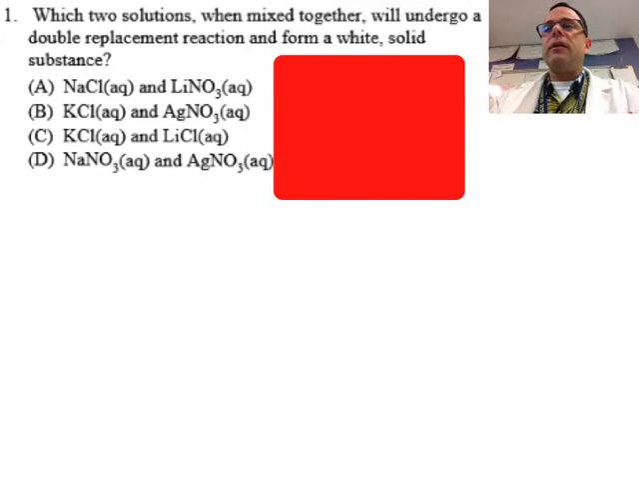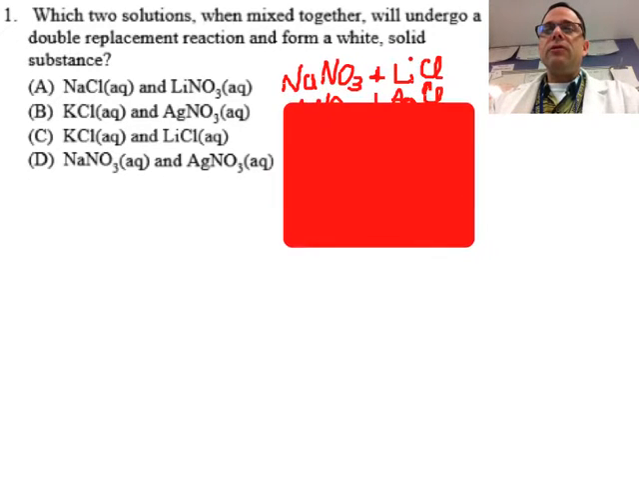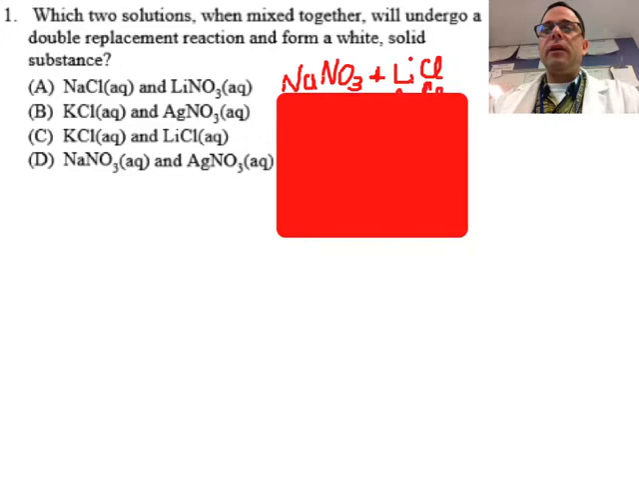And another key that they tell me is that we have two solutions, meaning that both of these reactants, in a sense, are soluble in water. Our first task is to actually perform the double replacement, meaning we're going to take this sodium and replace it with lithium and write down what the products might be. So here they are. Those would be the potential products for the reaction between sodium chloride and lithium nitrate.